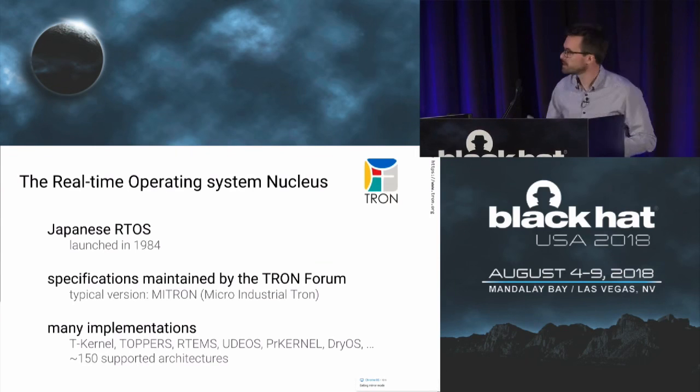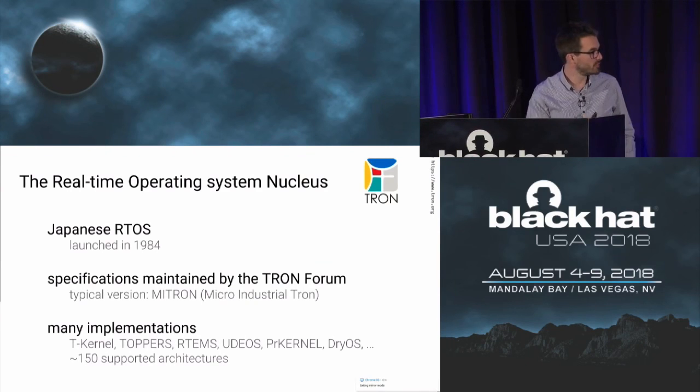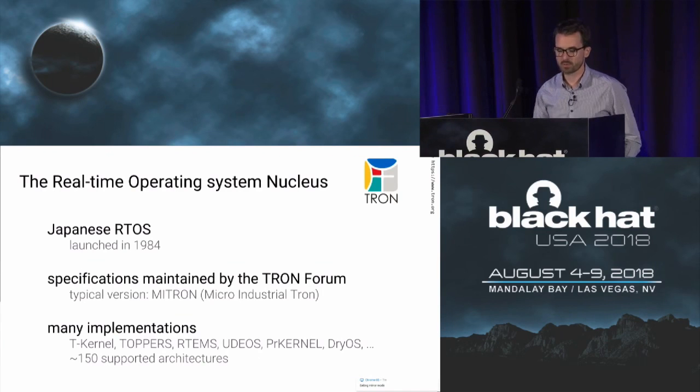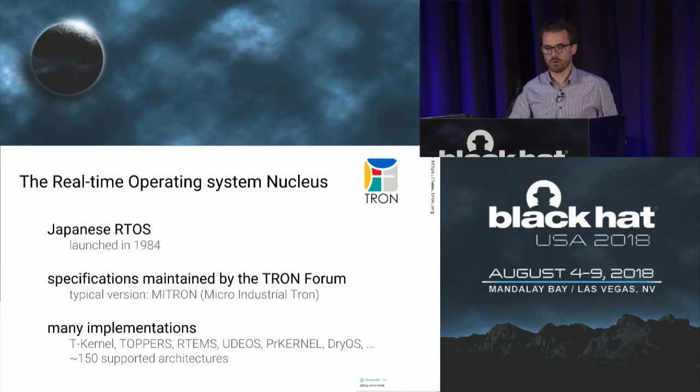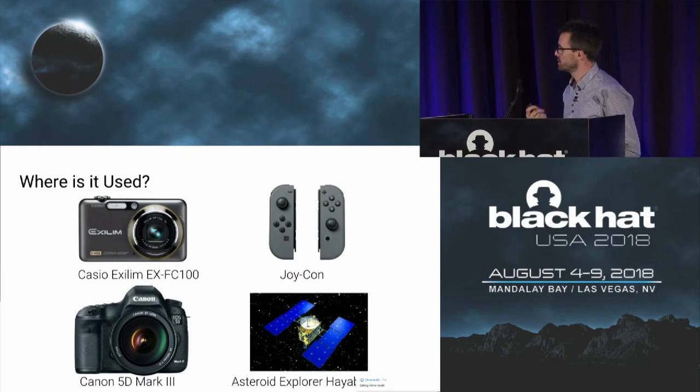And it seems that a typical version of Tron is called Mitron. Tkernel is one of the implementation names of Tron. You can find others like Toppers, UDOS, DryOS. And the really cool information is, according to Tron Forum, these implementations are supported by more than 150 architectures. So that's a lot of CPUs. So again, I was really surprised to discover that the cards are using an operating system that seems unknown to the security community. So I decided to search again online for information related to devices that use Tron.